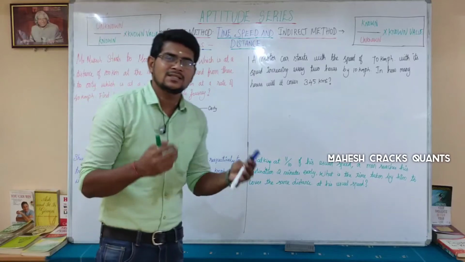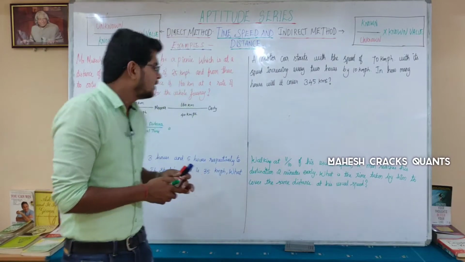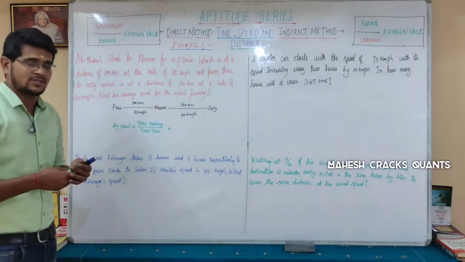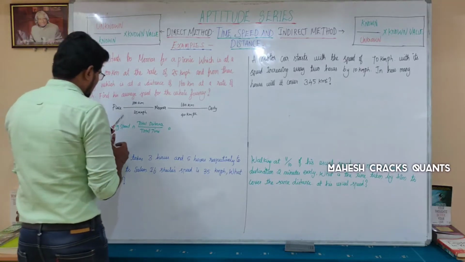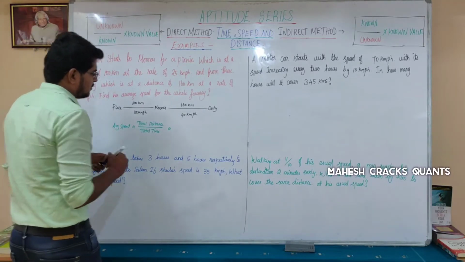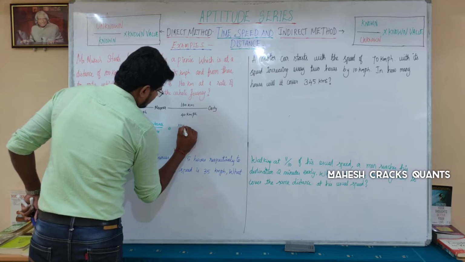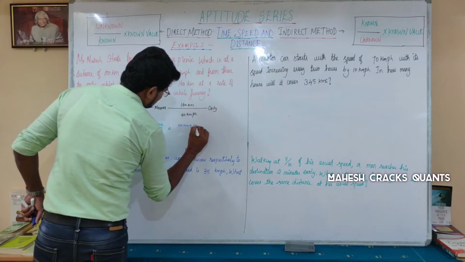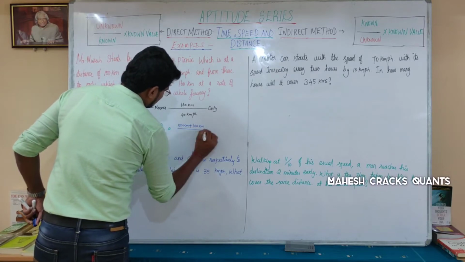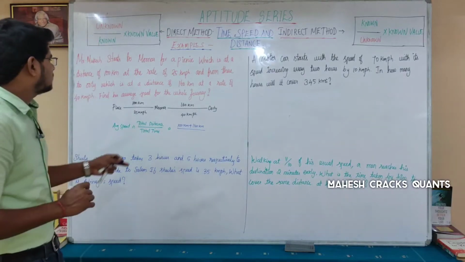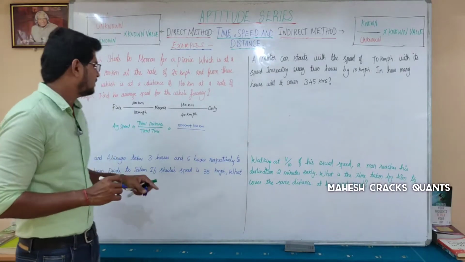What is the total distance that Mr. Mukesh covered? He covered 100 km plus 160 km. What is the total distance? 100 km plus 160 km is the total distance. So what is the time taken to cover 100 km plus 160 km?